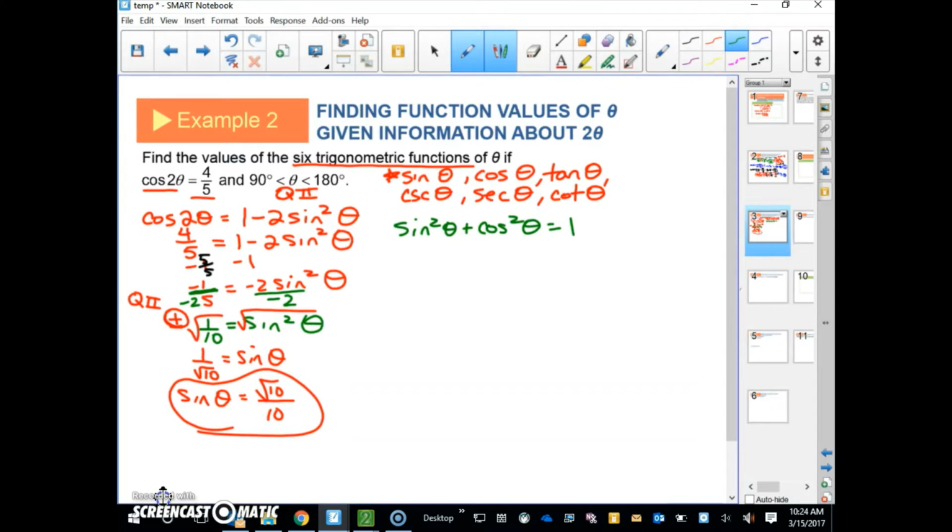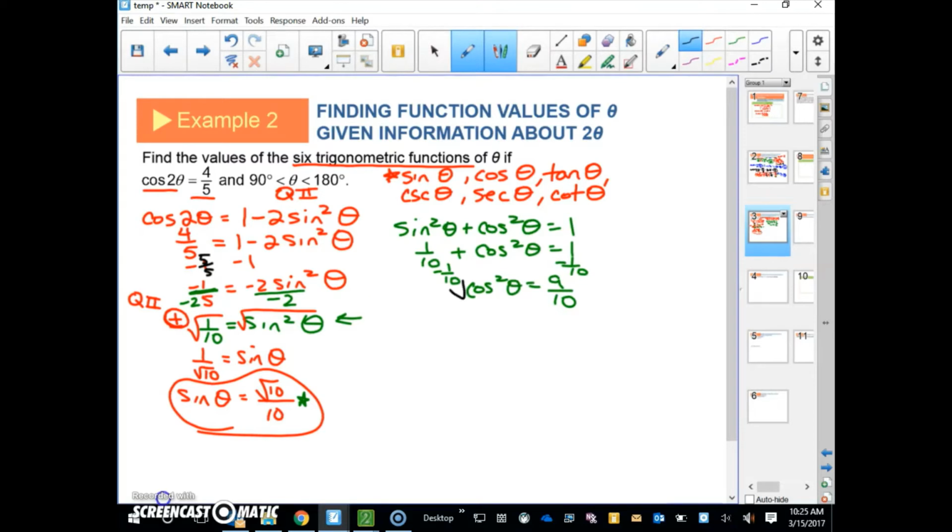Okay? So, go back to right here where we had sine squared theta. It's 1/10. Or I suppose you could take your sine theta and square it if you want, but you're going to get 1/10 there. Plus cosine squared theta equals 1. I'm going to solve for cosine theta. So let's subtract the 1/10. And cosine squared theta equals 9/10.